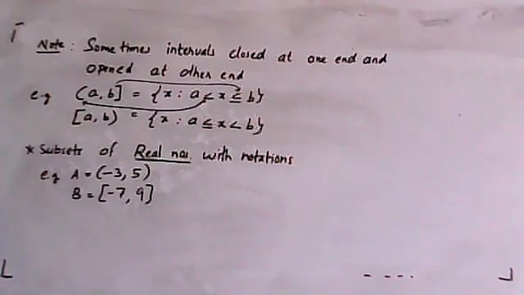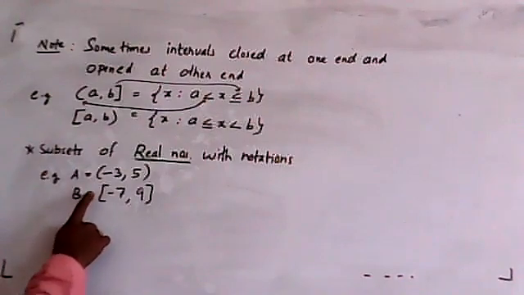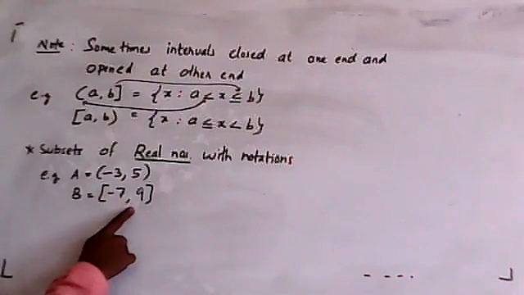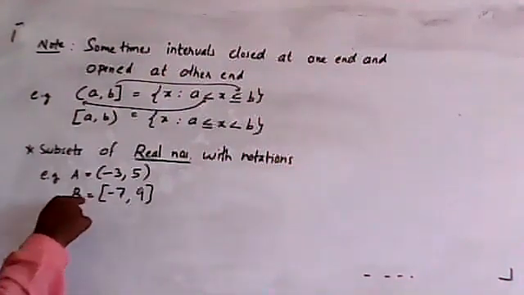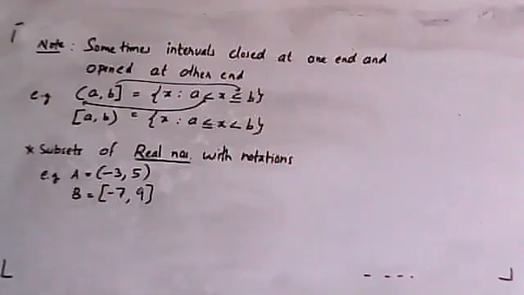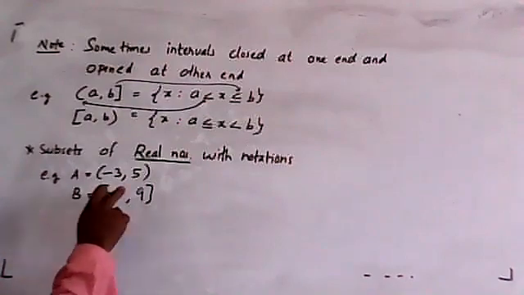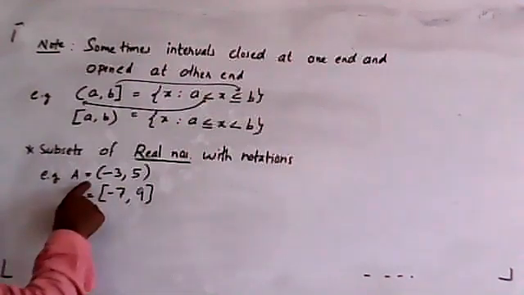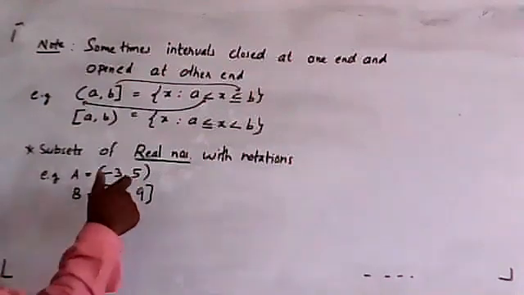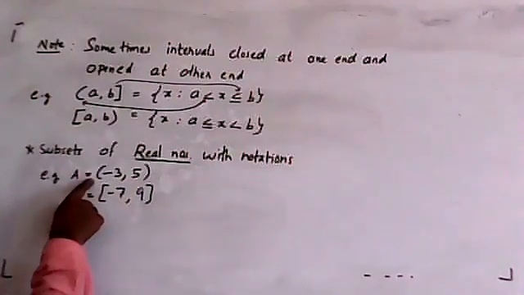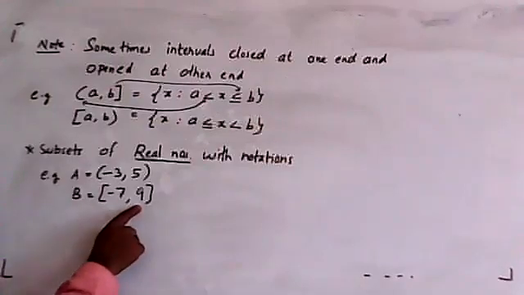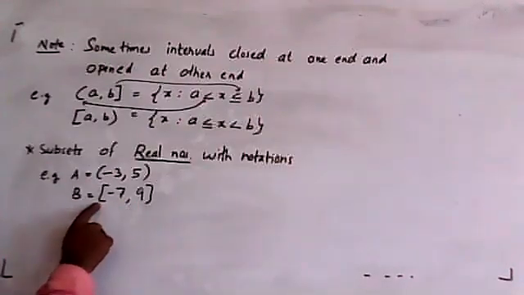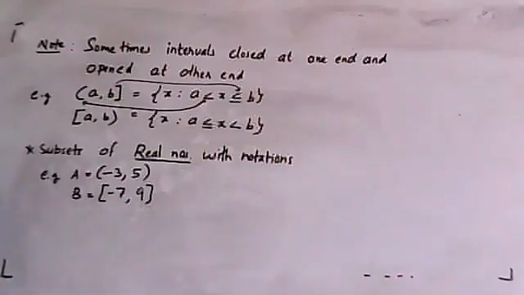Similarly here, B, closed bracket, minus 7 and 9, closed bracket complete. What does it mean now? From minus 7 to 9 we are counting, and we are including minus 7 and 9. As in the case of set A, we are not including minus 3 and 5, the reason being the open bracket. But in B, we are including minus 7 and 9, the reason being the closed brackets.